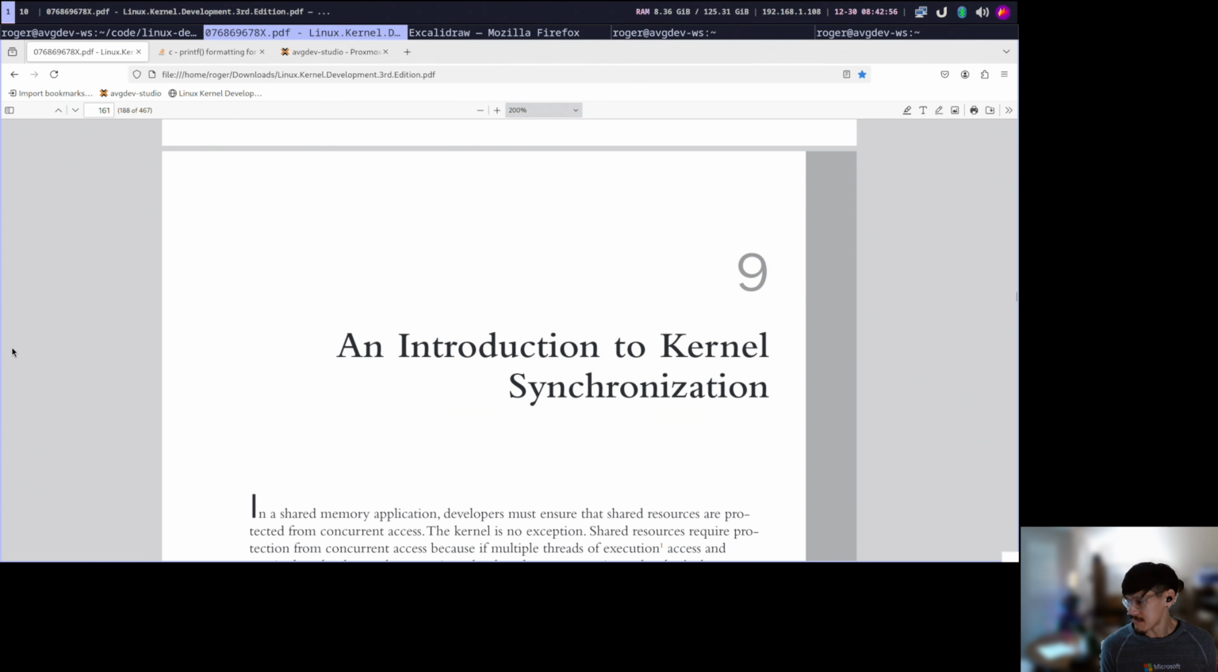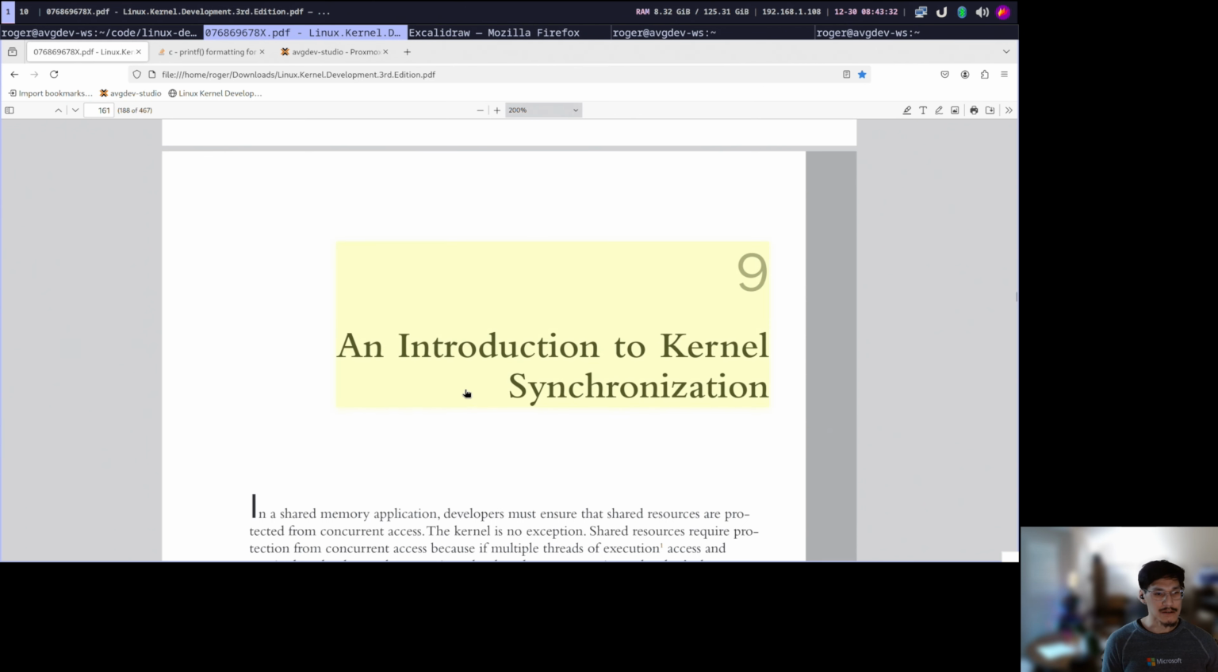Okay, let's continue with kernel synchronization. This chapter is going to be more about the basics of synchronization in the kernel. There are two parts to this. Chapter 9 is the basics, and chapter 10 is the kernel implementation of synchronization. So, let's get started.